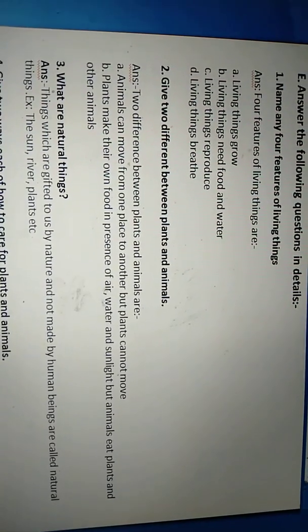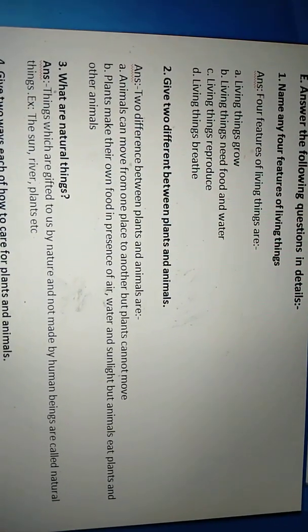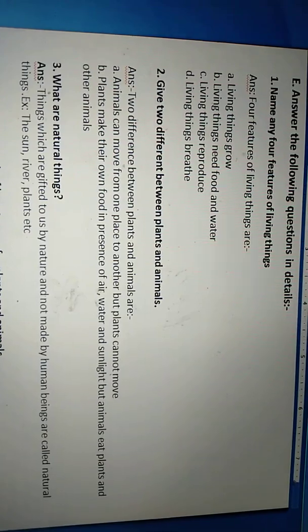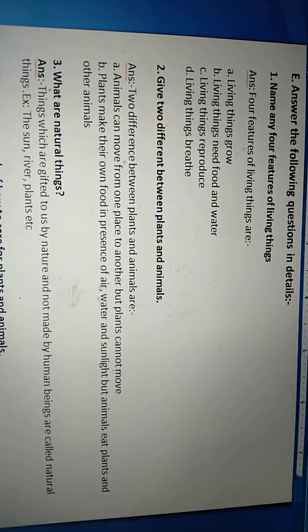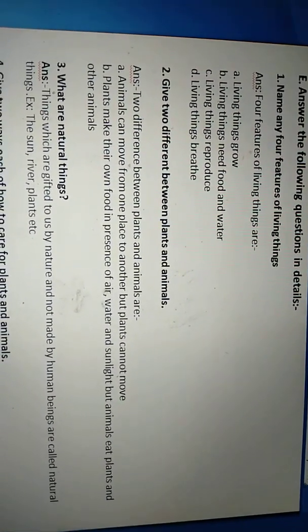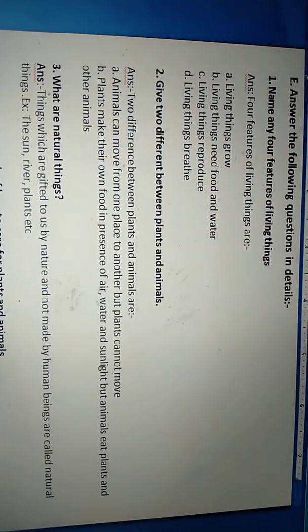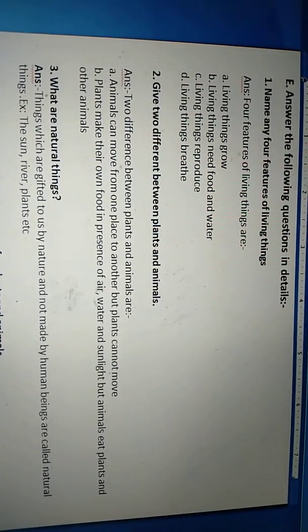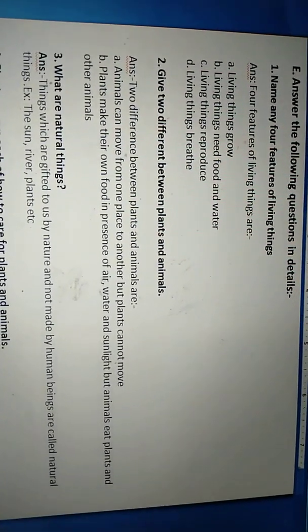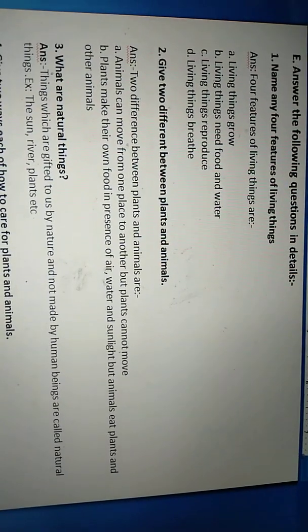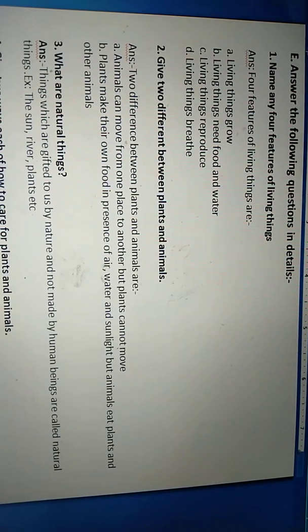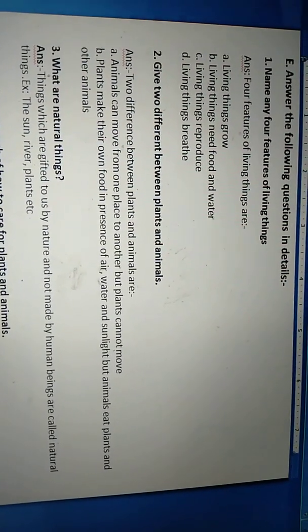Can I repeat once again? Question number 2. Give two differences between plants and animals. Answer. Two differences between plants and animals are: A. Animals can move from one place to another, but plants cannot move. B. Plants make their own food in the presence of air, water and sunlight, but animals eat plants and other animals.